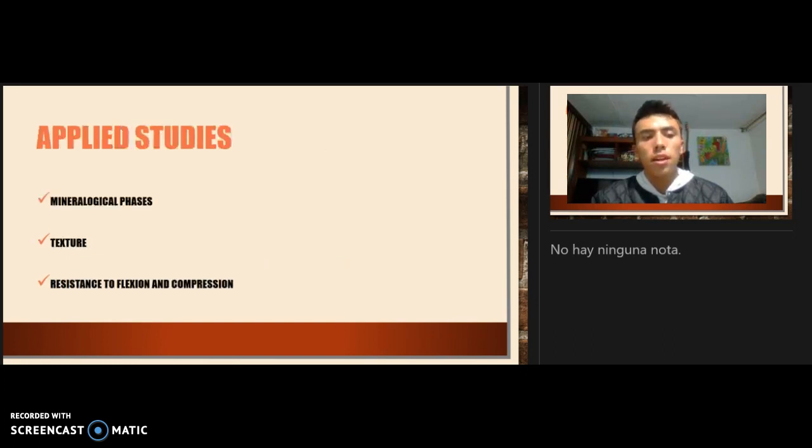Aptitude: mineralogical phase, texture, resistance to flexion and compression. For studies of mineralogical phase, two techniques were used: thermogravimetry and X-ray diffraction.